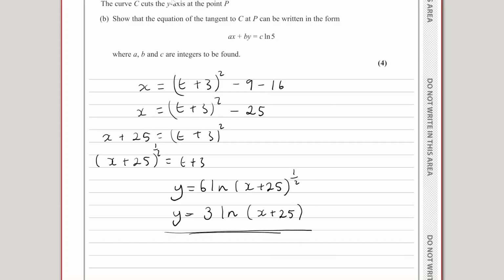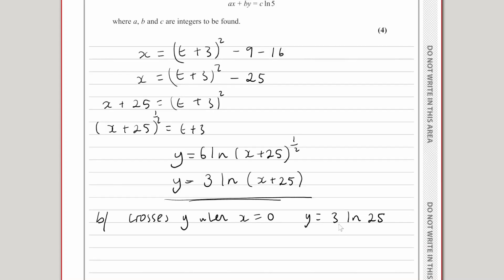The curve C cuts the y-axis at P, so crosses y when x equals 0. So that is 3 log 25. Show the equation of the tangent. So we need to find the gradient, dy dx, to C at P, so the tangent can be written in this form. So find the tangent at this point, (0, 3 log 25).